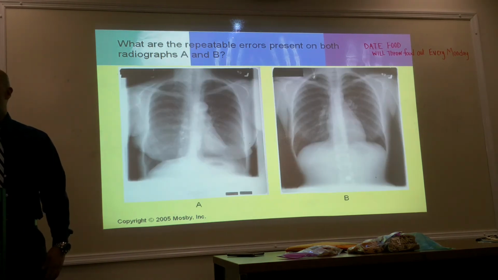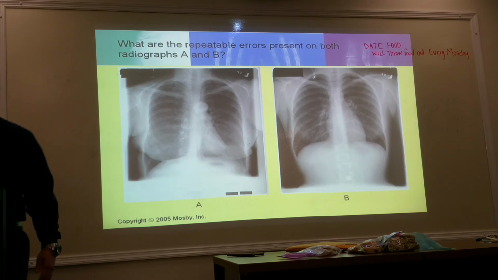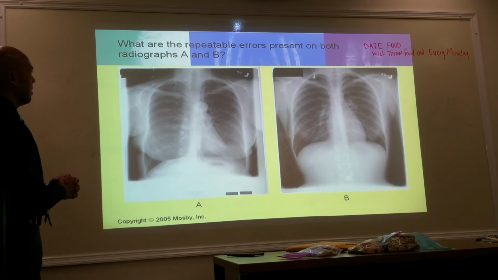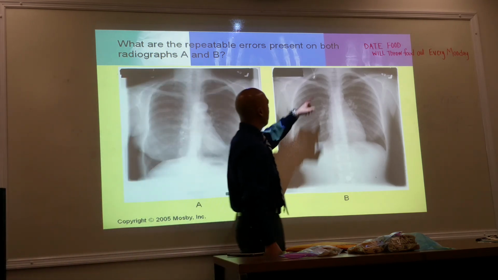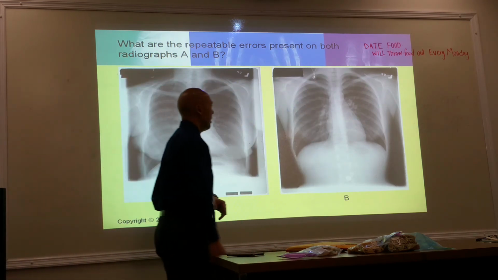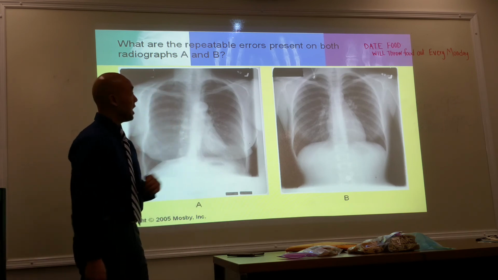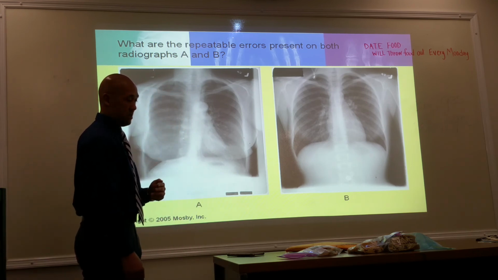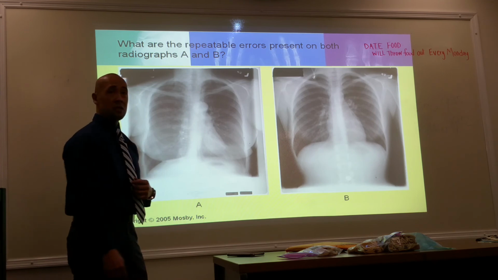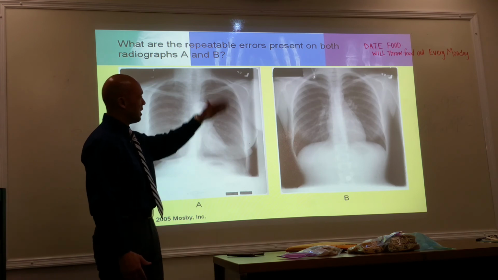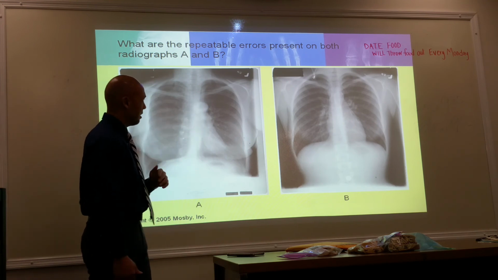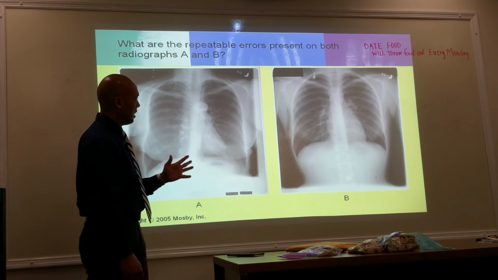All right. Repeatable errors present in both. So both need repeats. They have repeatable errors. What's going on? There's an artifact on the right. Everybody see that? Yeah. And they included way too much of the abdomen. Too low, too much abdomen. How about technique? Technique's good. Collimation, yeah, I think we could collimate a little bit better once we get it properly positioned. Technique is good.